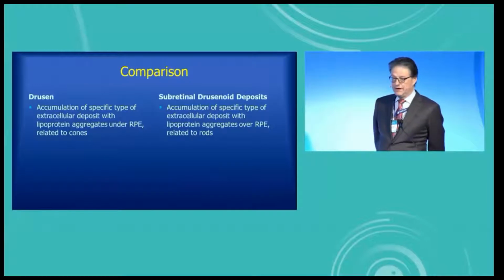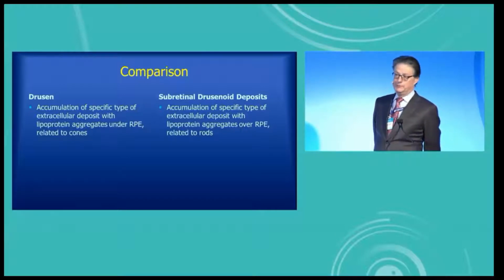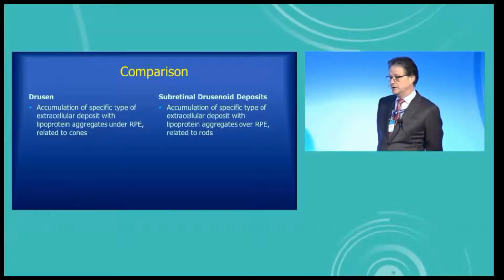I just want to take a step back and talk about drusen and pseudo-drusen, or subretinal drusenoid deposits. Drusen are lipoprotein accumulations underneath the RPE in the inner portion of Bruch's membrane. The predominant lipid in drusen is cholesterol esters. Subretinal drusenoid deposits are a very similar appearing kind of material that's also made out of lipoprotein particles on top of the RPE. Now, the interesting thing is that drusen are found commonly where cones are found, and pseudo-drusen are found predominantly in areas where there's rods.